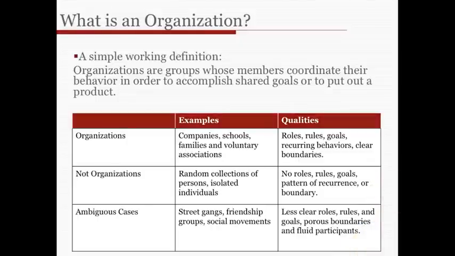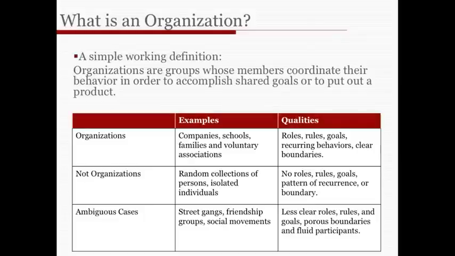So, if we look at this chart, we see that organizations like companies, schools, families, and voluntary associations all have certain features that fit our notion of what an organization is. That members coordinate, that they have a shared goal, and that they put out a product. Examples that aren't organizations seem to fall short of this definition. So random collections of persons or isolated individuals have no roles, rules, or goals, patterns of recurrence in their behavior, or even a boundary to where that group begins or ends.